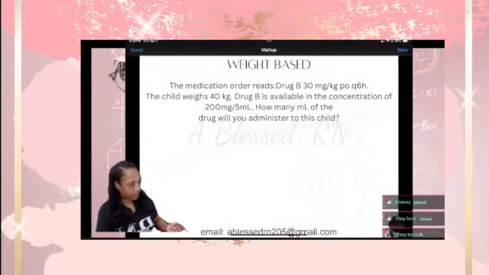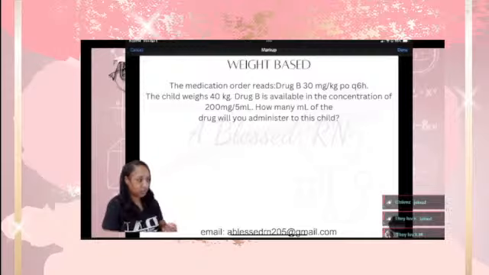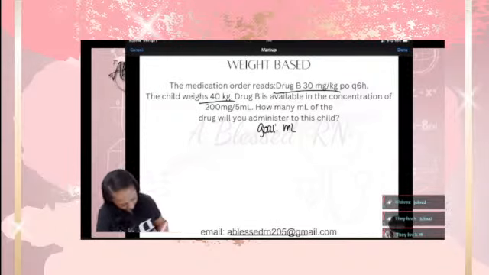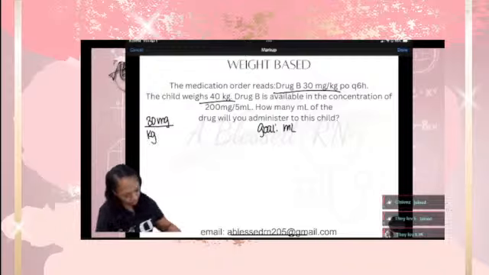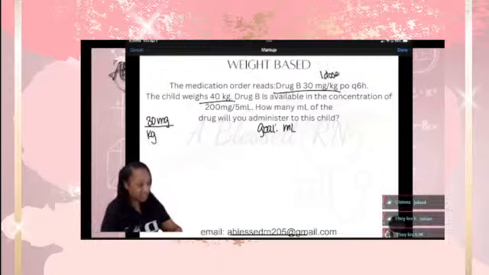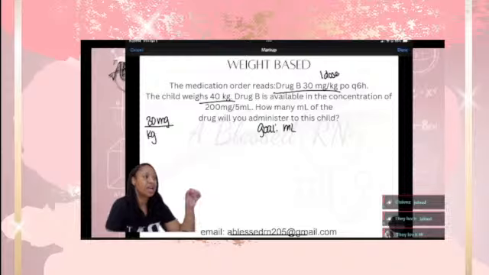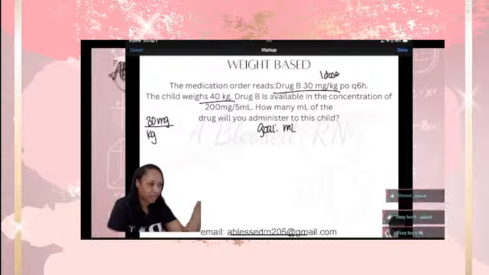Alrighty, so this is the weight-based problem, okay? So on this one, we have the order, which is this. And we have our weight, which is this. And we are looking for how many milliliters to give to the kid, okay? So if we have 30 milligrams per kilogram, and guess what, this is one dose. So if this said 30 milligram per kilogram per day, then that would be the amount for the whole day. This is for one dose, and one dose is going to be given by mouth every 6 hours. So that is what that means.